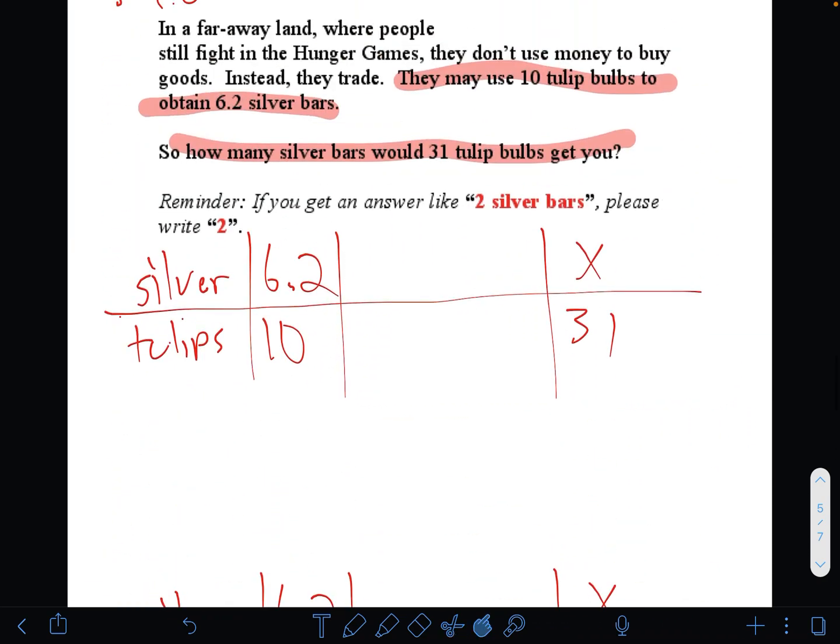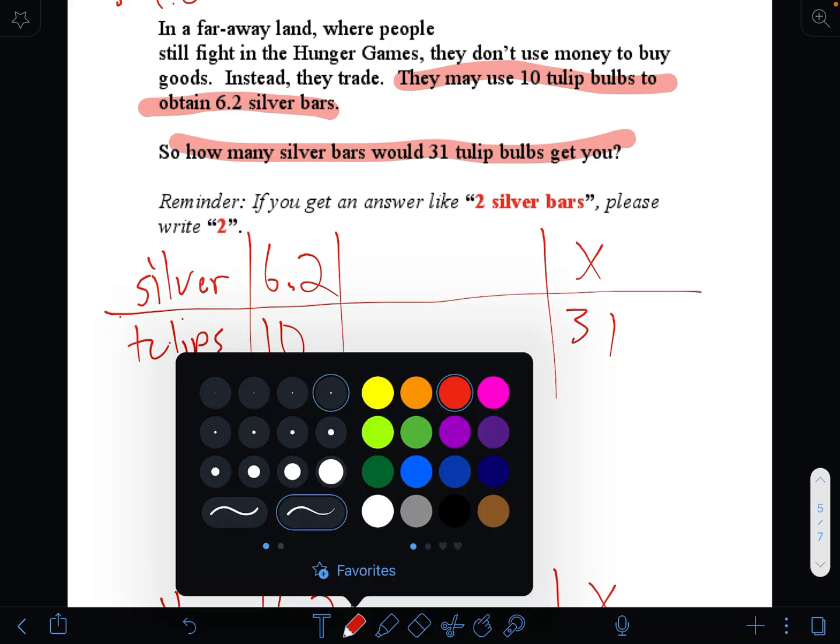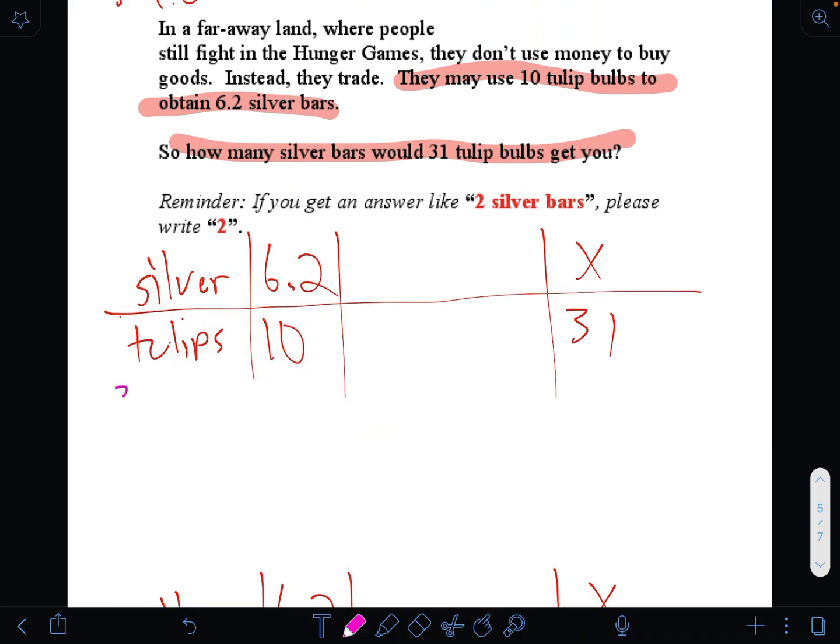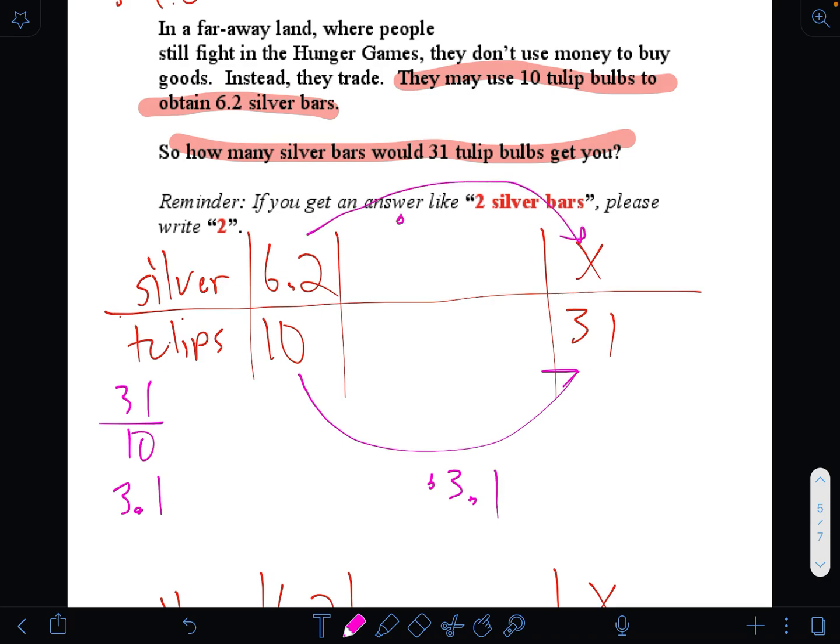So if you don't know how to get from 10 to 31, that is okay. You are not alone. So what you can do is you can divide them. Do that, you get 3.1. So that means 10 times 3.1 is 31. So just do 6.2 times 3.1, and then you'll get your answer. Let me pull up my Desmos calculator. 19.22. But is there a way to kind of reason through this?